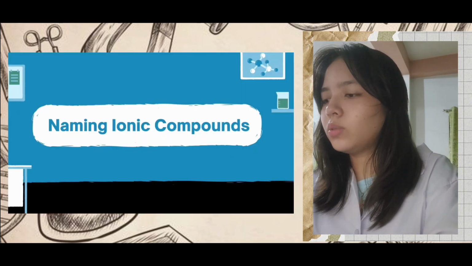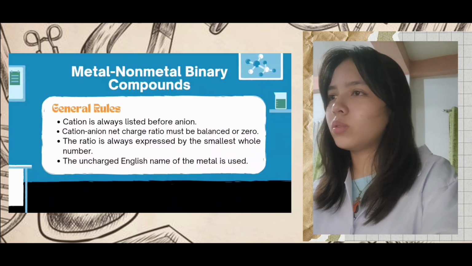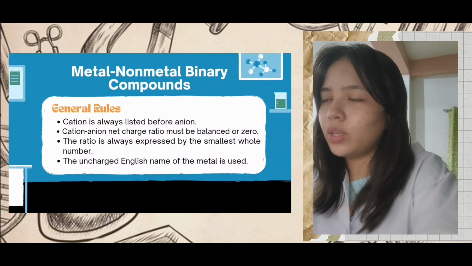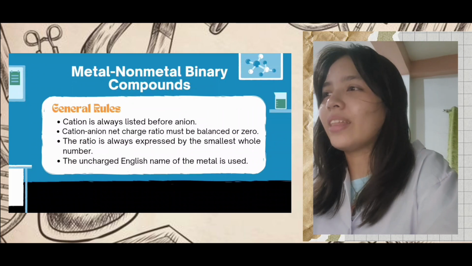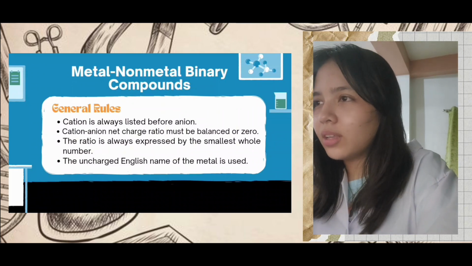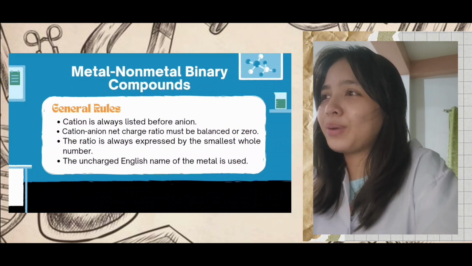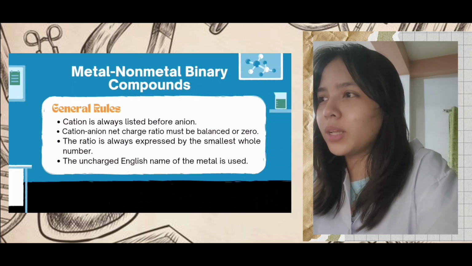Let's move on to naming ionic compounds. Some general rules of naming metal and non-metal binary compounds include: the cation is always listed before the anion. The cation and anion net charge ratio must be balanced, or 0. The ratio is always expressed by the smallest whole number. The uncharged English name of the metal should be used.